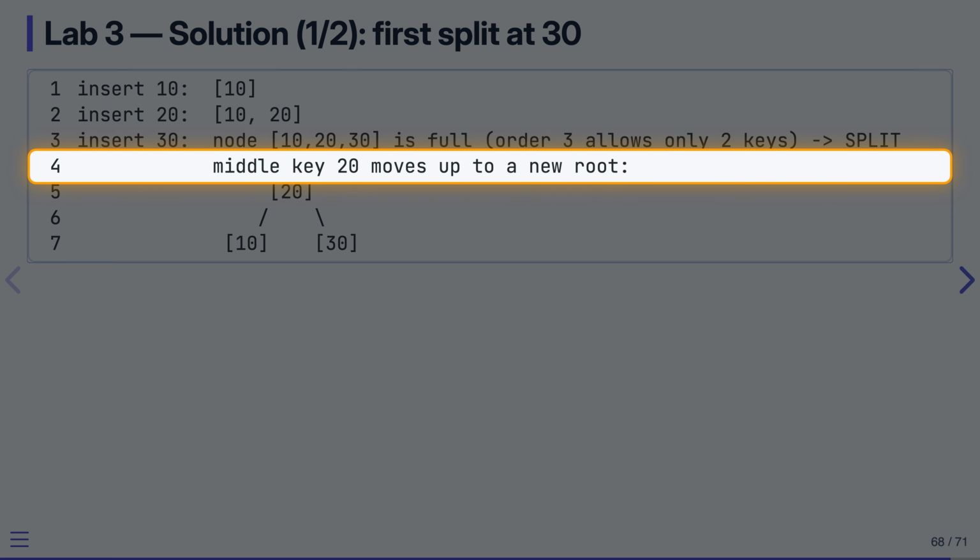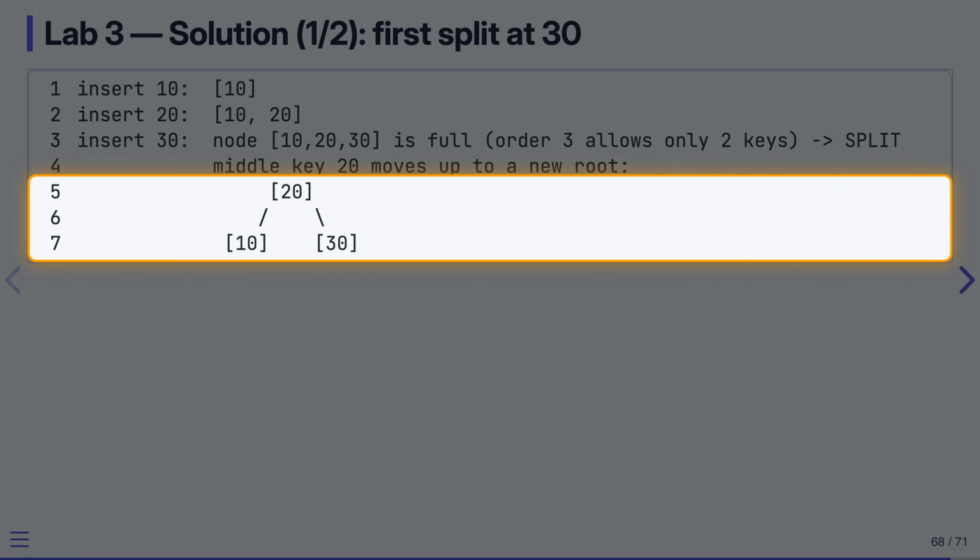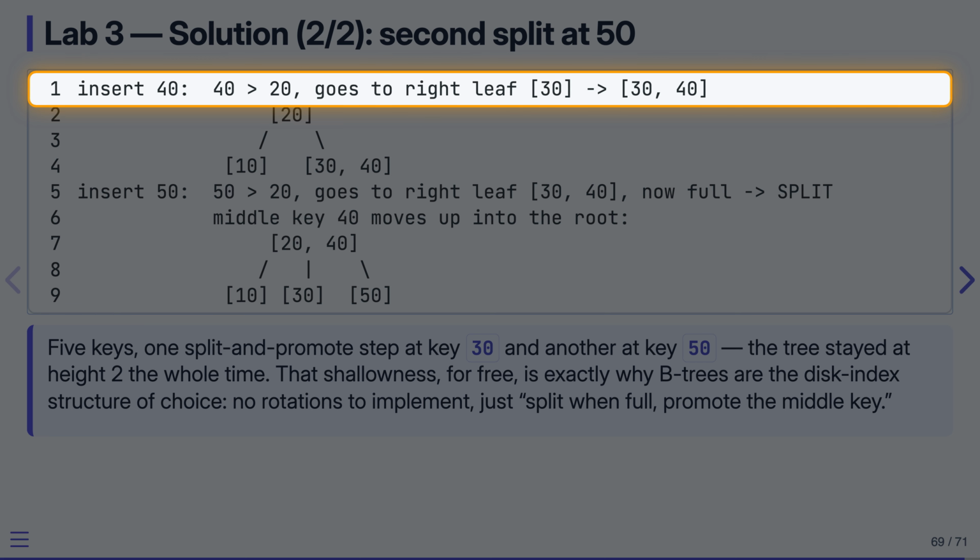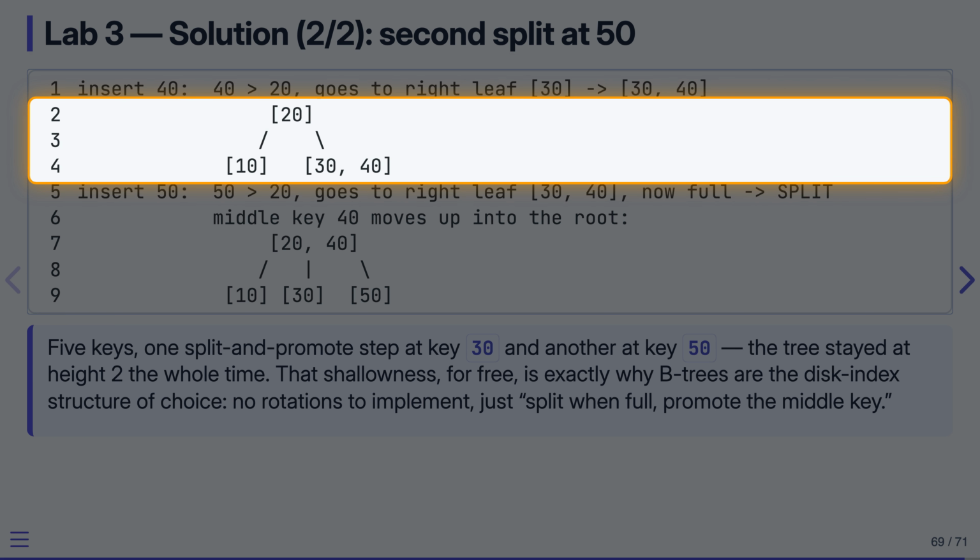The middle key, 20, moves up to become a new root. And here is the result. 20 sits on top, with 10 on the left and 30 on the right. The tree grew a level from the top, not from the bottom. Insert 40. 40 is greater than 20, so it goes right into the leaf holding 30. That leaf now holds 30 and 40. The tree so far: 20 on top, 10 on the left, and 30 and 40 together on the right.